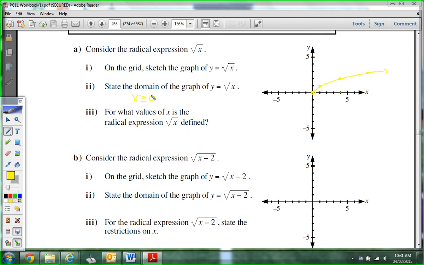Okay, the second question is kind of the same. It says, where is x defined? X is defined in the same ones, all the positive numbers. It's essentially the same question.